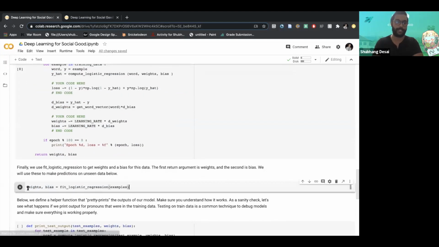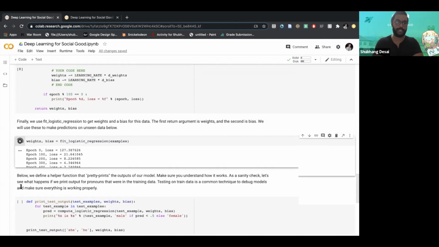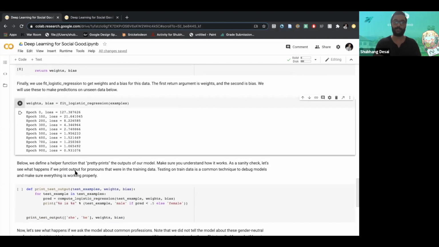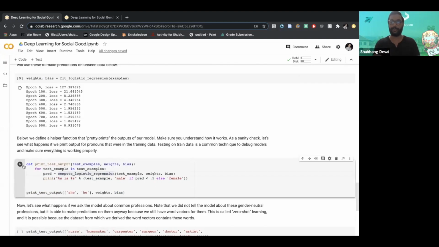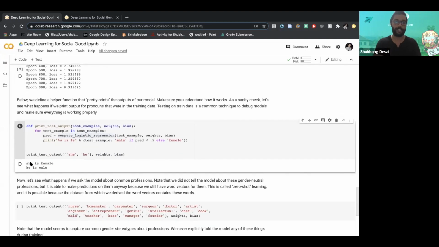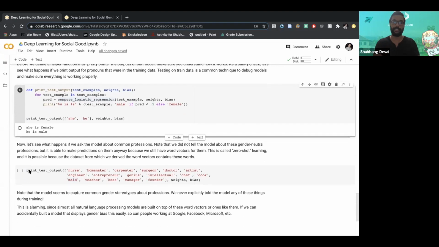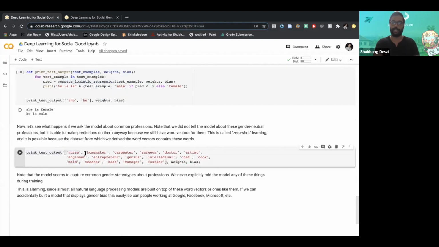Cool. Now let's see what happens. Let's train this model. We're seeing that our loss decreases. Cool. That's what we like to see. Now let's see what it does on words. This model does predict that she is female and he is male. So this is fine. In fact, this was in the training set, so it's good that we're seeing this being correct. However, let's see what happens when we run our model on these words which should not have gender connotations.